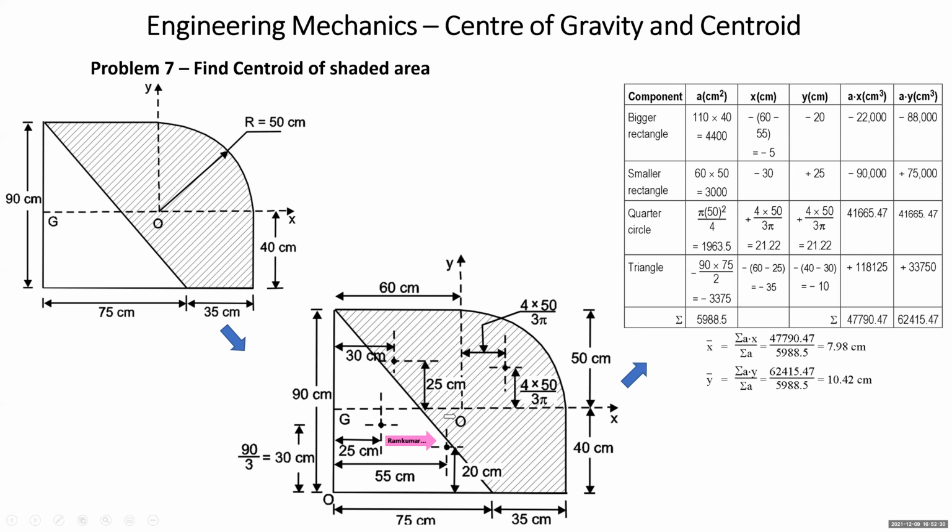Then we talk about y-coordinate. Y-coordinate is easy to understand. This dimension is 40. 40 by 2 is 20. So it is 20 centimeter below x-axis. This point is below x-axis by 20 centimeters. So y-coordinate is minus 20.